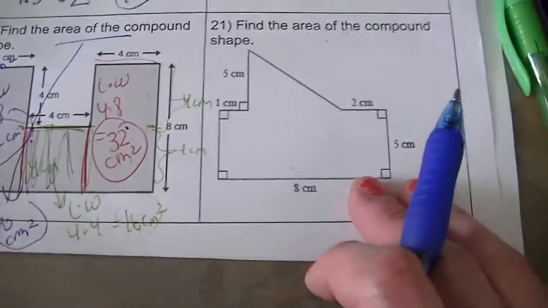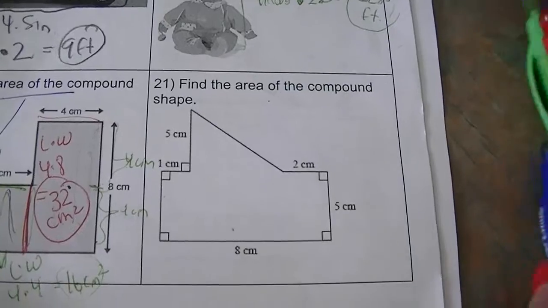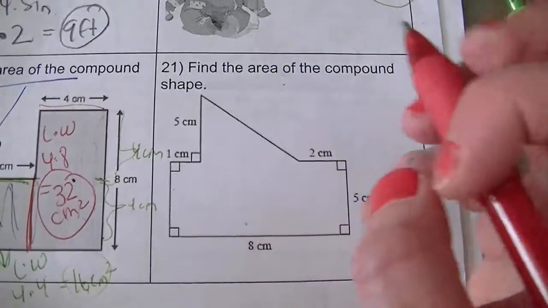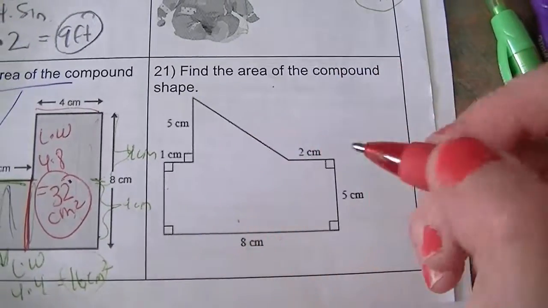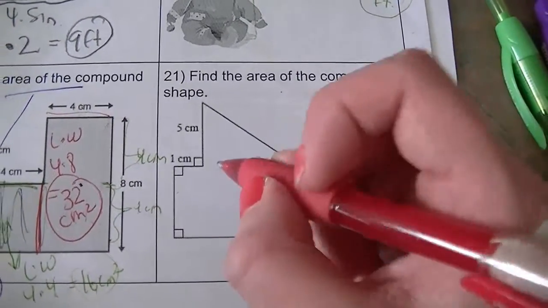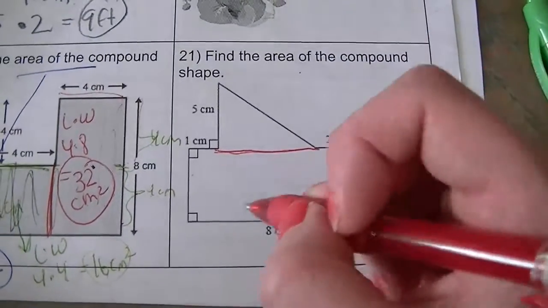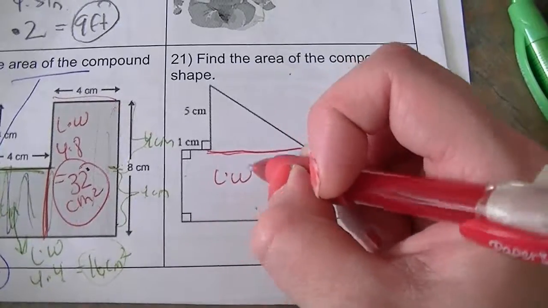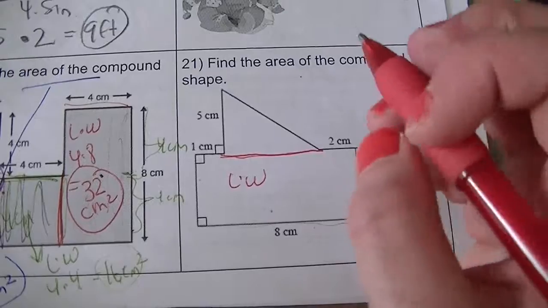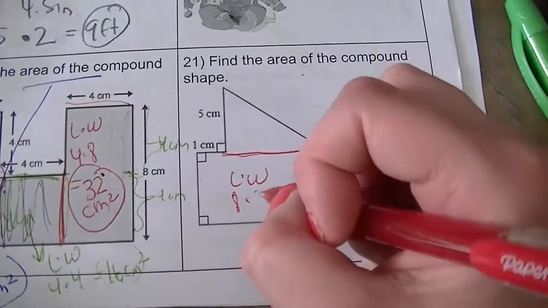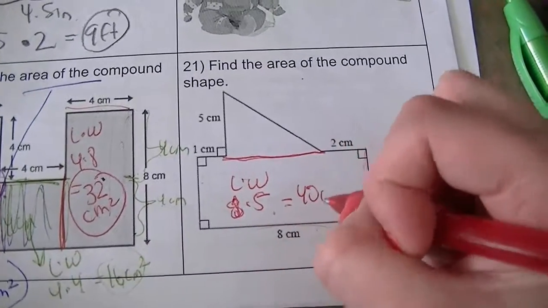All right, the next one is problem number 21, the area of this compound shape. You could break it up like this, and then like that, but that just makes it complicated. So I think the easiest thing when I first look at it is to make it a rectangle and a triangle. The area of a rectangle, again, is length times width. This right here is 5 centimeters, this right here is 8 centimeters, so 8 times 5 centimeters gives us 40 centimeters squared.